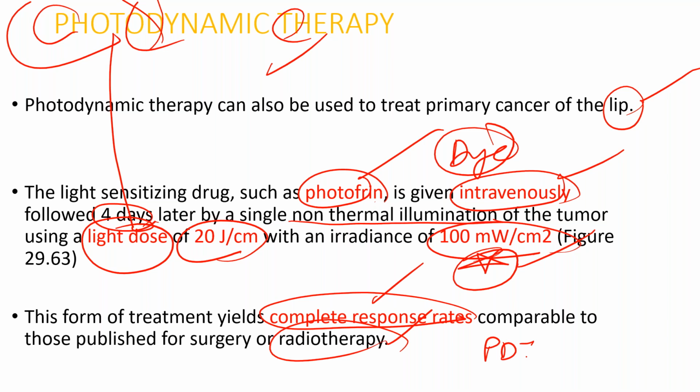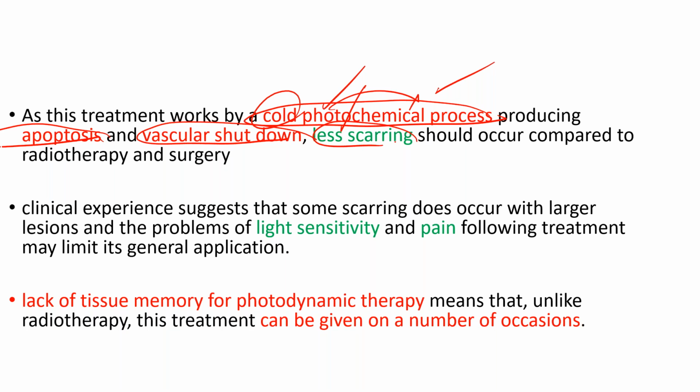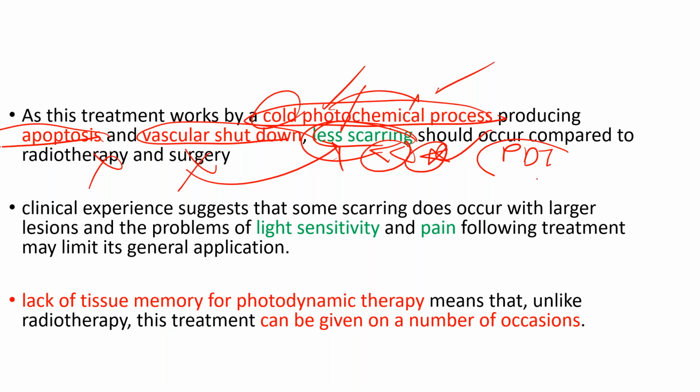So photodynamic therapy is similar to radiotherapy. You will have a light dose of 20 joules per centimeter. This treatment works by a cold photochemical process. It kills by means of a cold photochemical process, because the cells are killed chemically, and this leads to apoptosis and vascular shutdown. And there is less scarring. It is very good compared to radiotherapy or surgery. Photodynamic therapy has less scarring.